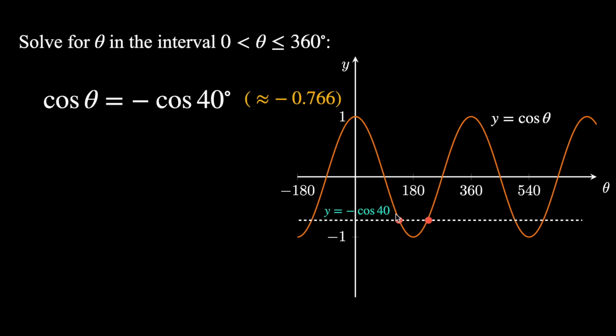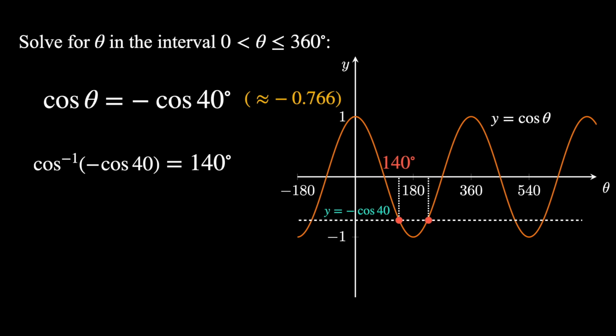To find the first point here, we take the inverse cosine of negative cosine 40. That gives us our first solution. If you put that into your calculator, you get 140 degrees. So this first point is at an angle of 140 degrees. And to find the rest of the solutions, you use symmetry, because the graph is symmetrical. If this angle is 40 degrees less than 180, this point must be 40 degrees more than 180. So yeah, basically just using symmetry.